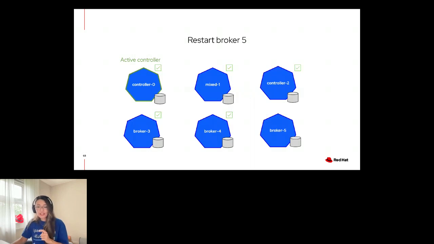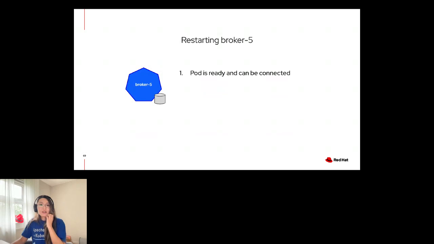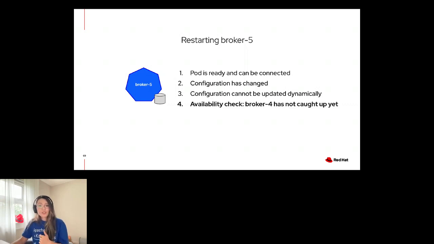And now, finally, we're going to move on to broker 5. Broker 5 is ready and can be connected, great. And we find that the configuration has changed for this broker, and this configuration cannot be updated dynamically. So we would need to restart this pod, and we do the availability check before we restart it. However, broker 4, which was previously restarted, hasn't caught up yet. That means that my topic partition would fall below the configured min ISR if I restart broker 5. Therefore, this availability check fails. And so we're going to apply some delay and retry this later on.